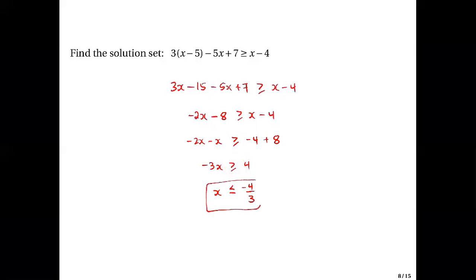So these are the values for x that will satisfy the inequality. For the solution set, we can use interval notation. So this is just from negative infinity up to negative 4 over 3, and then close bracket here. Okay? Any questions?